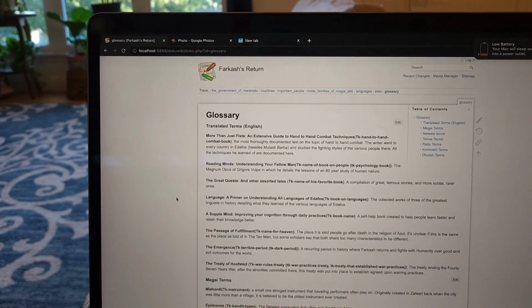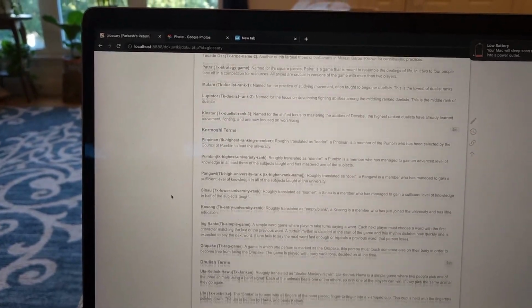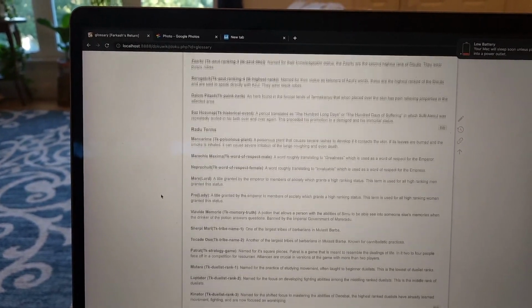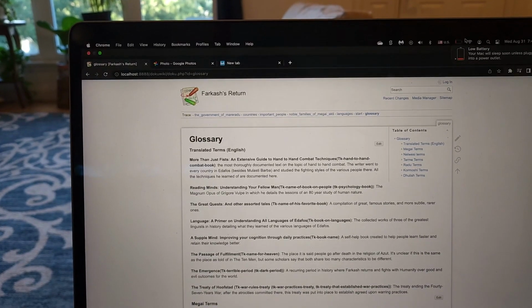Okay, so I officially finished naming every single term here in my little glossary. My battery's also really low. So now that I've finished actually naming all of these terms, it's time to go into the story and make the replacements, put them all in, and potentially add a little bit of description if the name in and of itself doesn't describe exactly what it is.